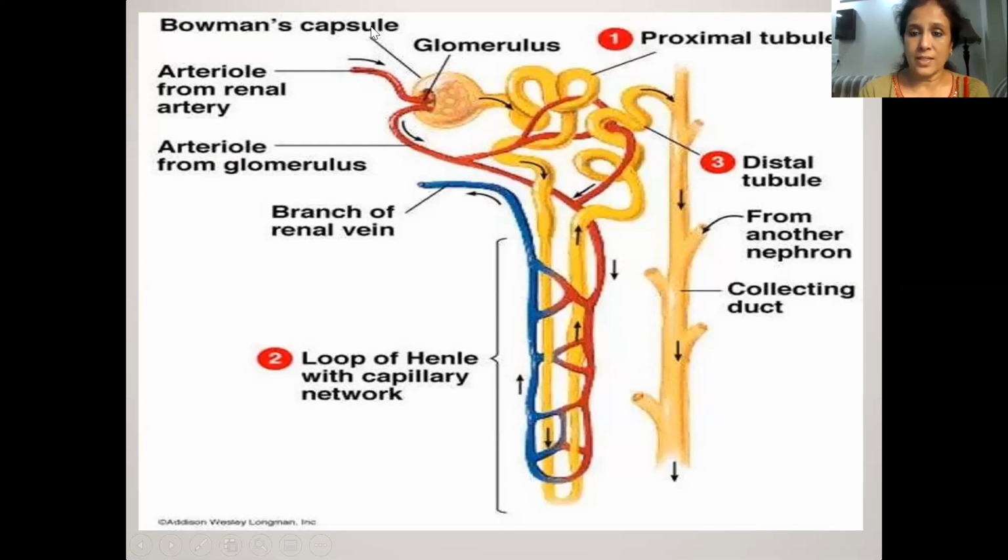The wall of Bowman capsule and the wall of glomerulus act like a filter. So whatever is smaller than the pores of this filter will get collected into this space, into this cavity, and this is called filtrate.